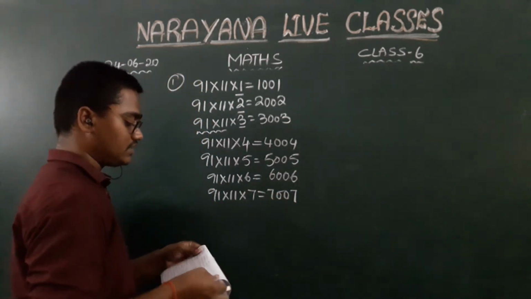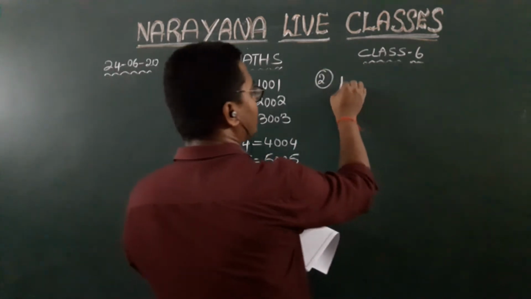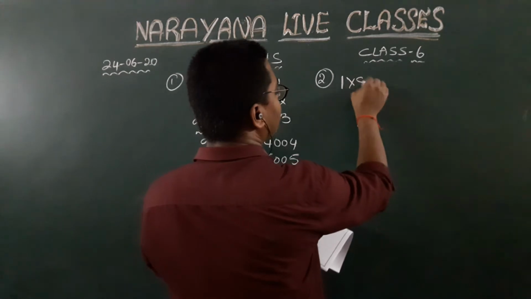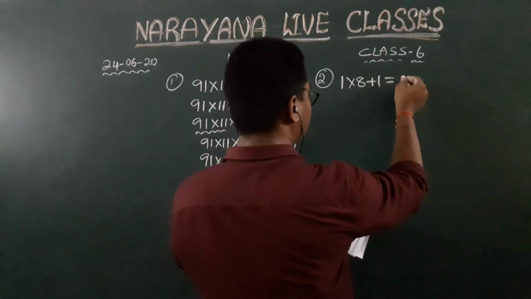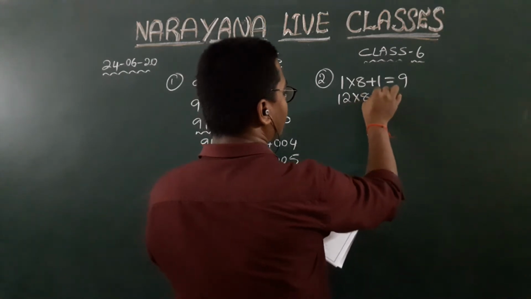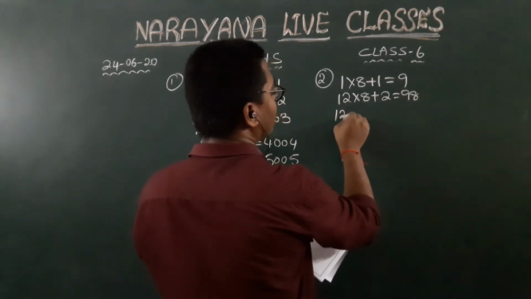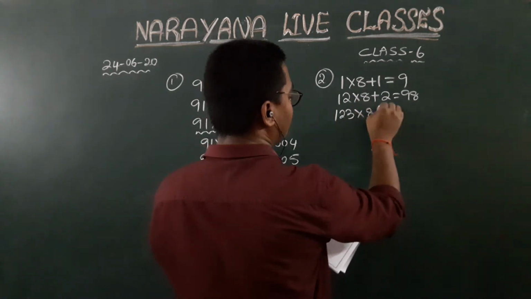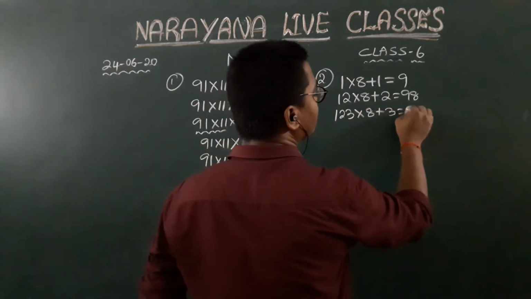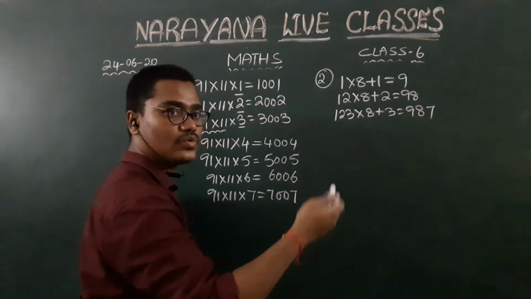Now coming to the second question, children. Observe the pattern, children, that is 1 into 8 plus 1 is equal to 9. 12 into 8 plus 2 is equal to 98. 123 into 8 plus 3 is equal to 987. Yes or no? This is a question they have given. They are asking us to write down the next 4 steps, children.